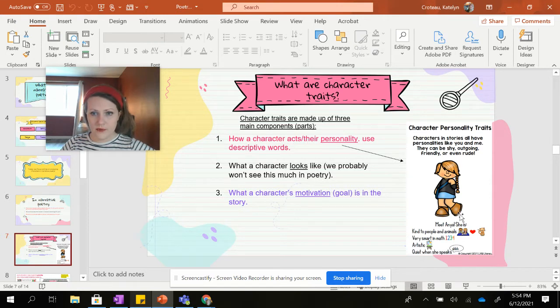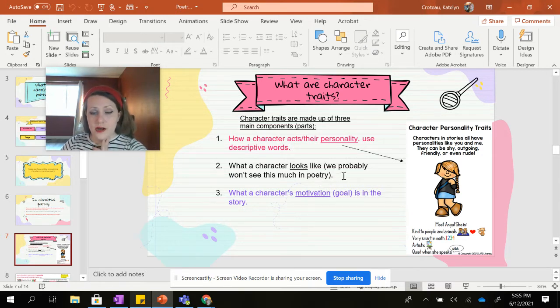I'm going to come over and talk about this in a minute. But personality traits. Then what a character looks like. So that's more the physical side, the physical characteristics, whereas this is more like their personality, right? How they act inside and outwardly.